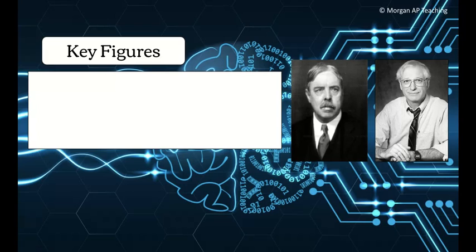So there's some additional information. Some of the people here are Edward Thorndike, who had the law of effect, that the more favorable the outcome, the more likely you are to do something. And then Robert Rescorla, who I talked about before.